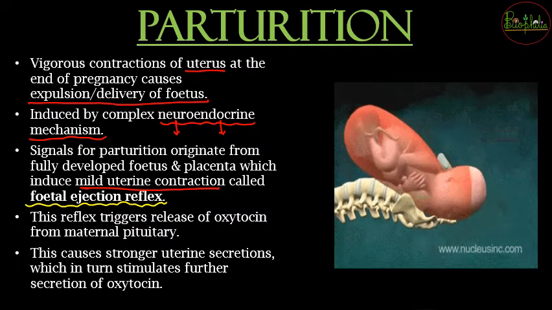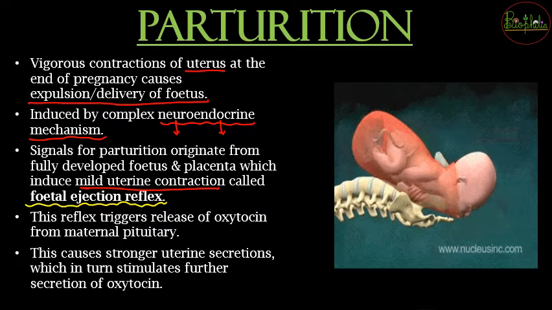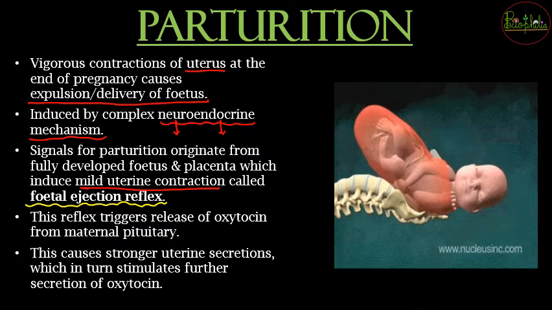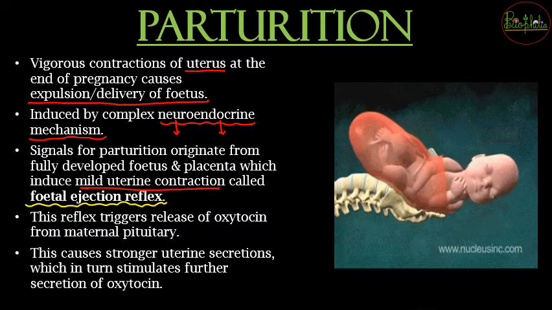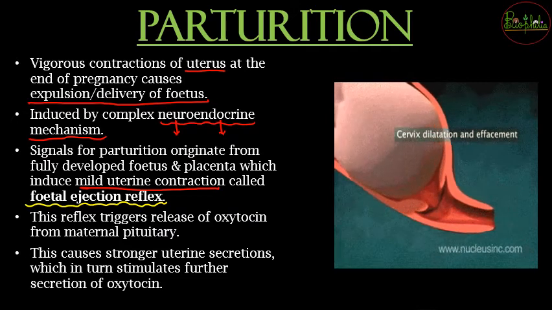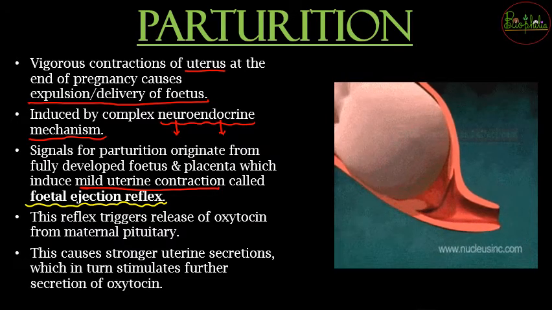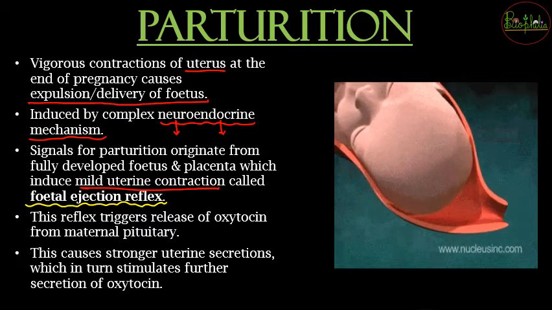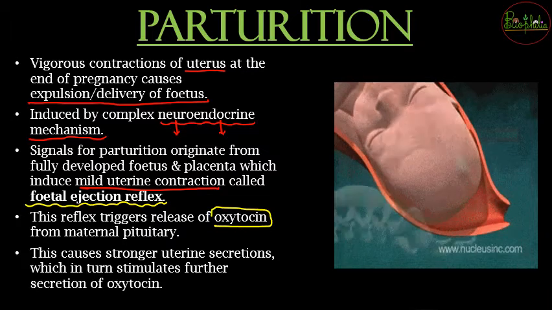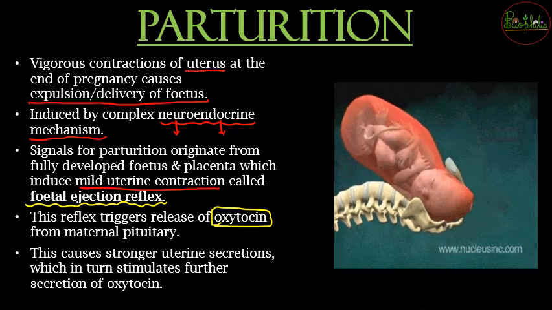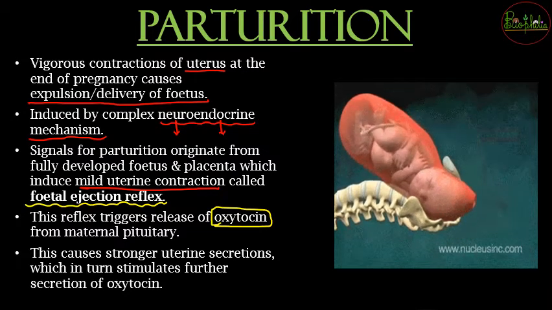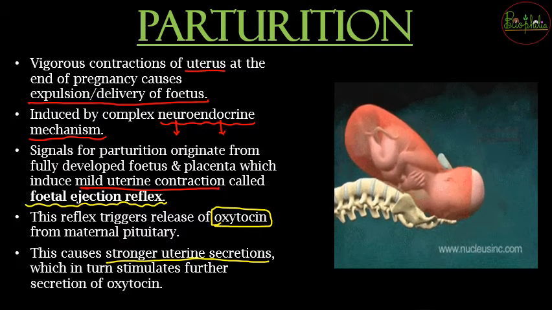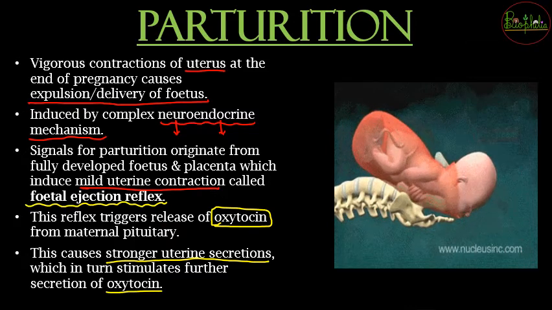Similar case occurs over here as well. As the fetus is going to initiate the mild uterine contractions, that is the small squeezing actions of the mango, the mother is now going to act upon. So जैसे ही body को पता चलेगा, that is the fetal ejection reflex जैसे ही start होगा, there will be more and more release of oxytocin. Once this oxytocin hormone is released from the maternal pituitary, it will start stronger uterine contractions and it will stimulate further secretion of oxytocin.